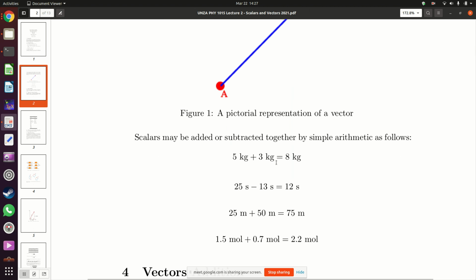Scalars. Like I was saying, when it comes to scalars, adding and subtracting scalars is just simple mathematics.